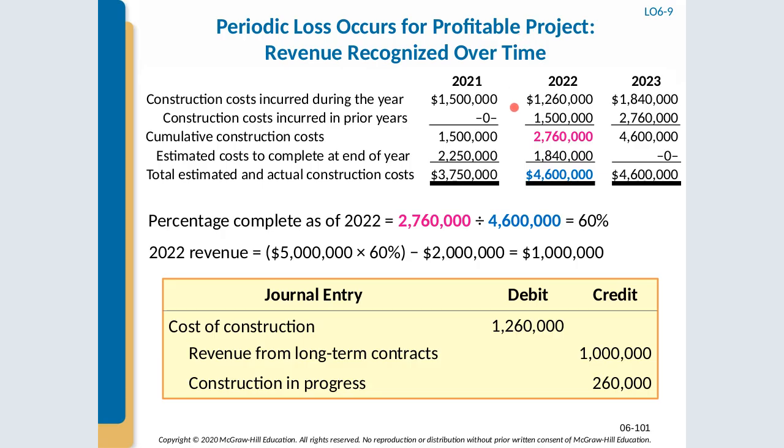However, our cost for the year is $1,260,000, which means that if I were to report this on the income statement, right, I'll have my revenue of 1 million, and then less the cost of construction. In this case, it is going to be 1,260,000. So my cost exceeds my revenue, therefore I end up with a loss of 260.